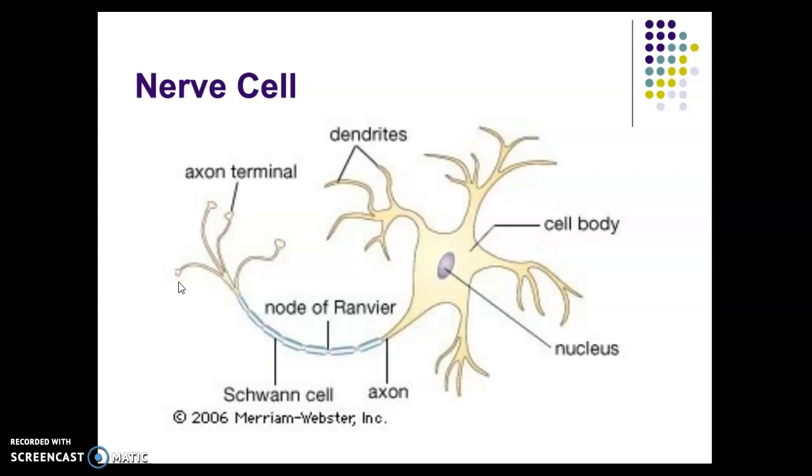But in this chapter specifically, we're saying that after the axon terminal, there's going to be a space called the synaptic cleft, and then there's going to be a postsynaptic cell. And for this chapter, we're saying that the postsynaptic cell is a skeletal muscle cell.